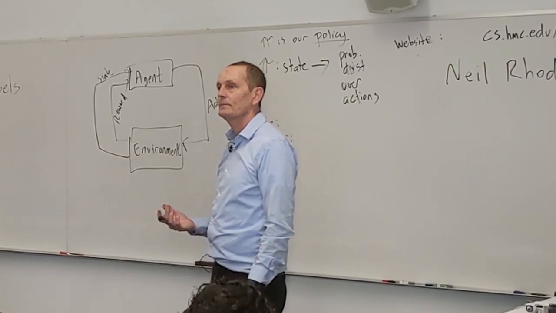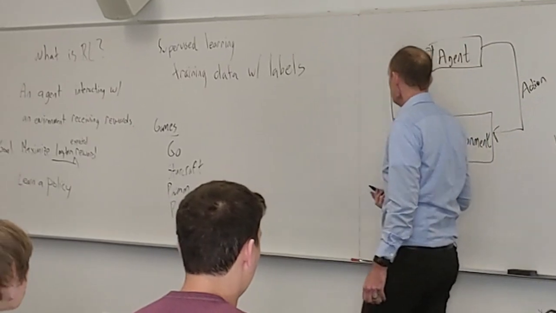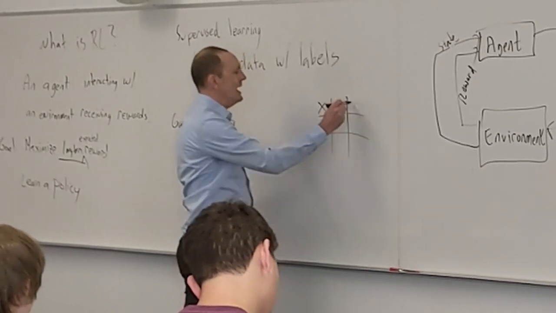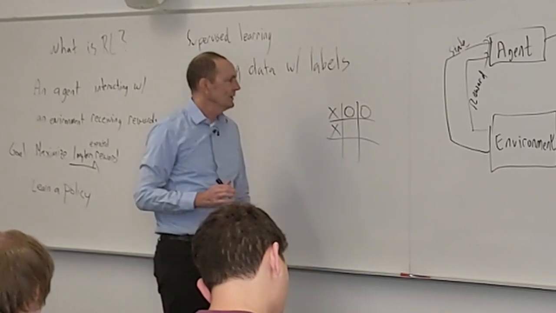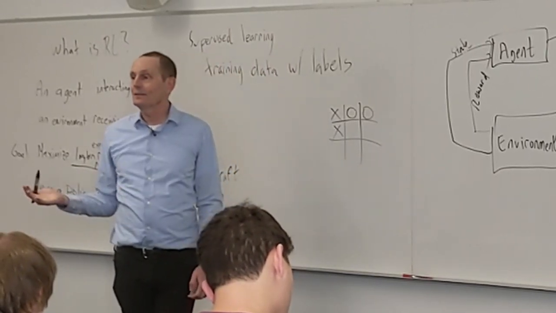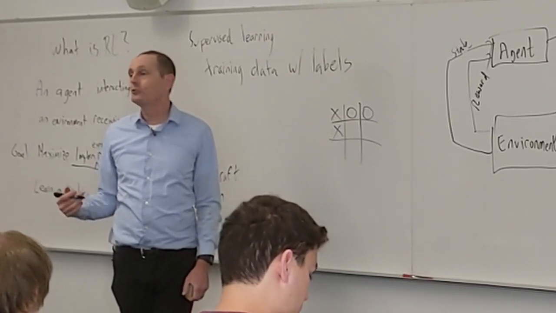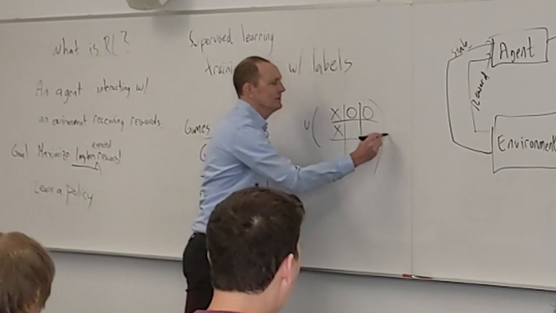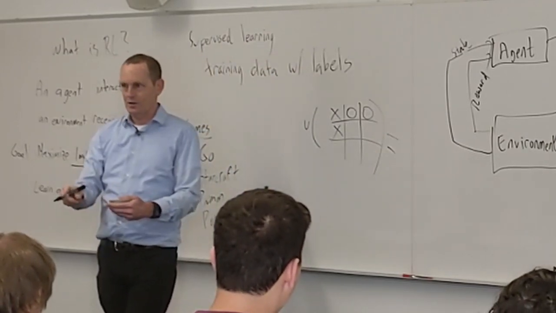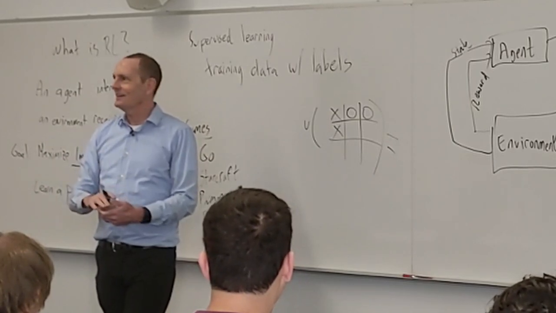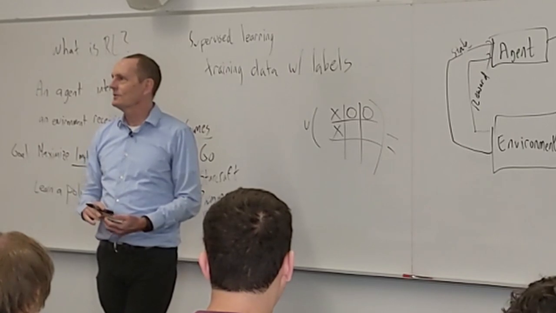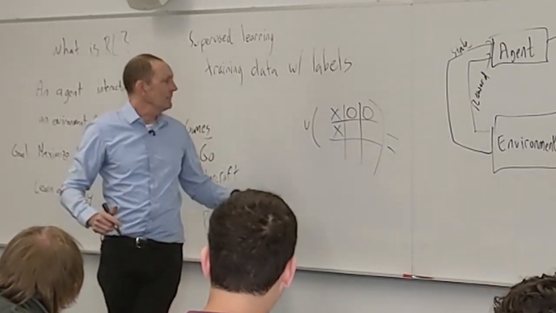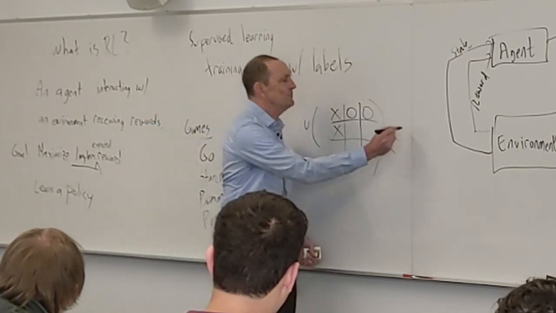As an example, if you're doing tic-tac-toe, and we're going to go to a much longer example in a moment, let's say you're X, and let's say that winning is one reward, losing is zero reward, and a draw is a half. If this is your state, what do you expect the value of this to be? For which player? For X. One. Yes, we would expect the value to be one.